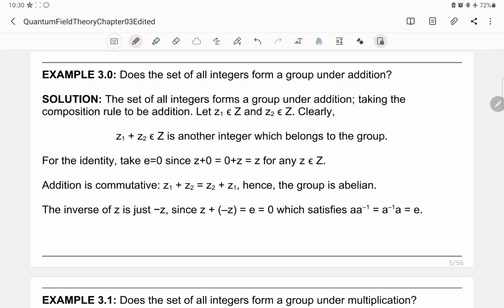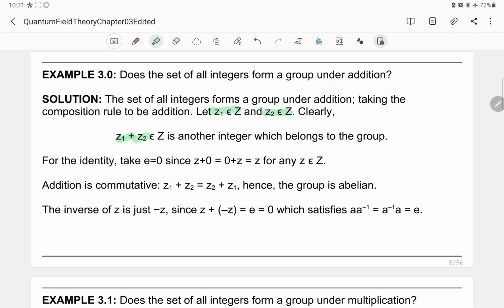So, for example, the set of all integers forms a group under addition. So this is the solution. The set of all integers forms a group under addition. Taking the composition rule to be addition, you let Z1 be an element of Z, and Z2 be an element of Z. So clearly Z1 plus Z2 is also an element of Z.